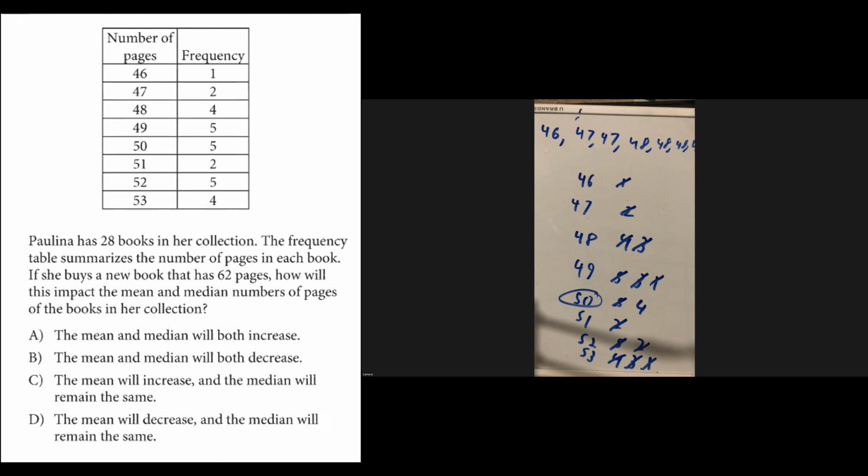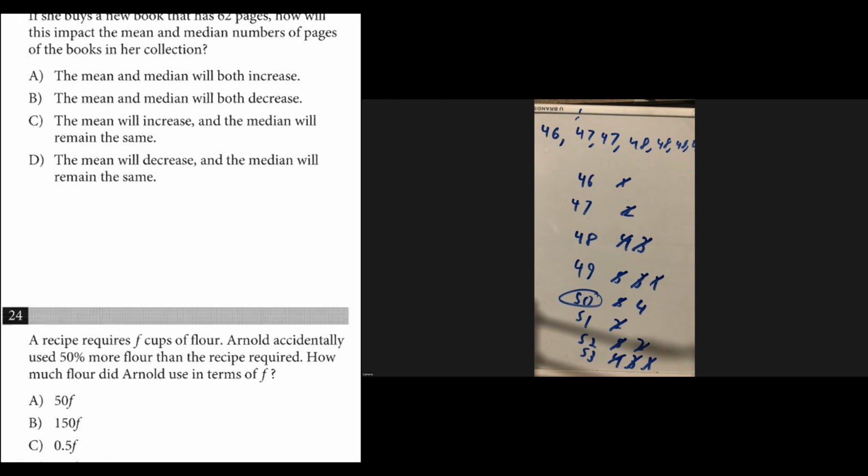And you can do the same thing when you add another book with 62 pages. So the median number here would be 50. Okay, question 24.